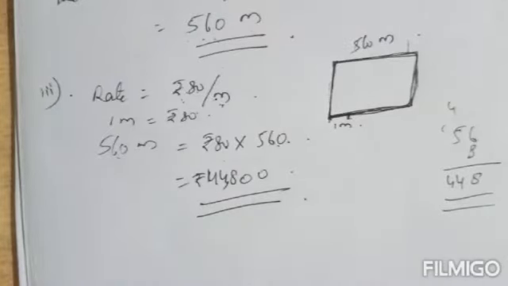Okay. 10th question, each side of a square plot of land is 55 meter. Find the cost of fencing the plot at the rate of ₹32 per meter.